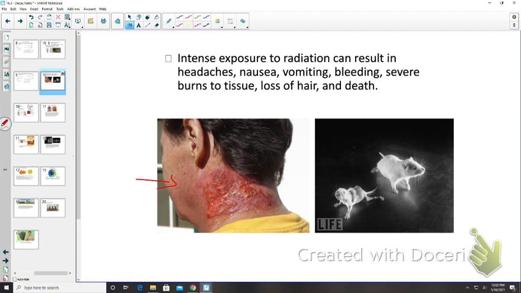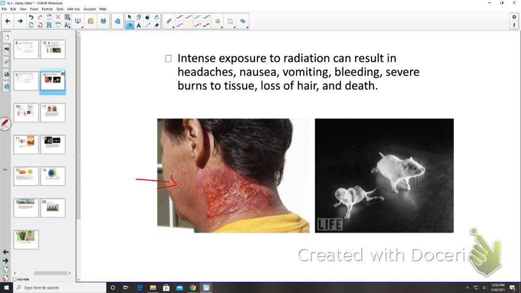Okay, yeah, so if you have too much radiation, it's called radiation sickness. So the people who were around Chernobyl likely would have died from radiation sickness.